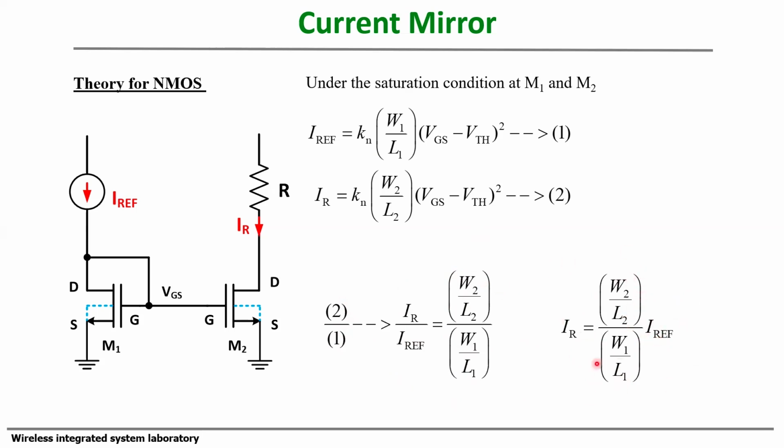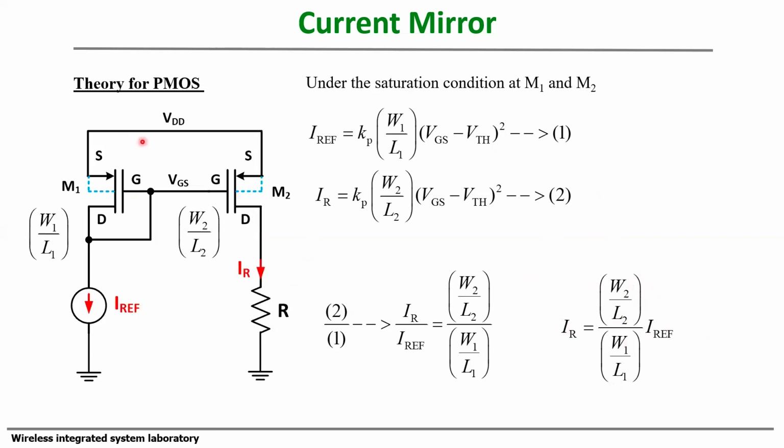So this equation is independent of R, which means R cannot change its current, IR. See, if you want to change the current, we need to change the IREF or the W/L ratio values.